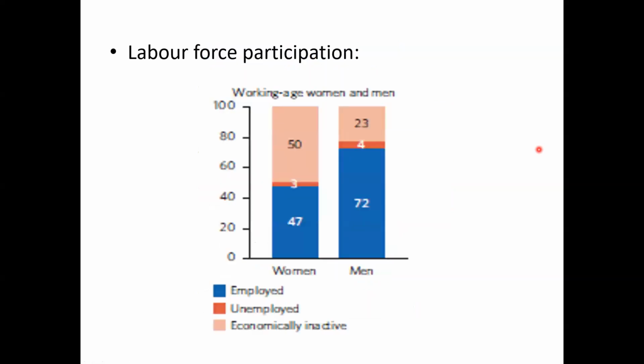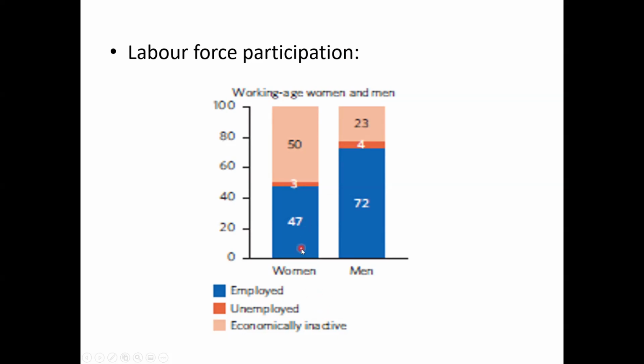Labor participation. So looking at working age men and women. For men, we have 72% employed, 4% unemployed, and then 23% economically inactive. So not employed, not looking for work, or at least not actively looking for work.